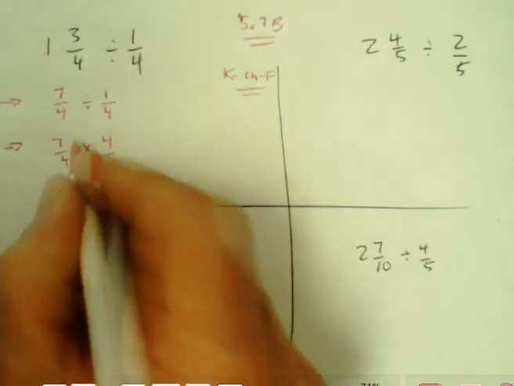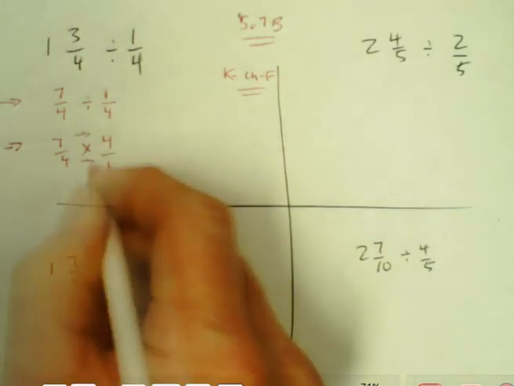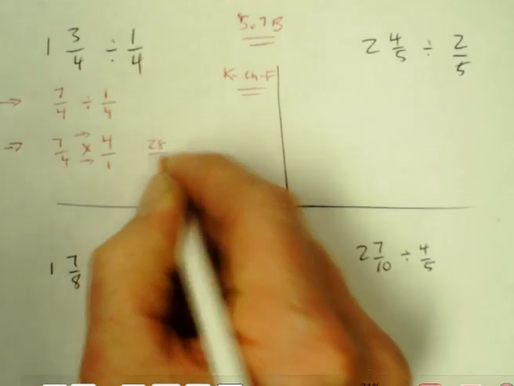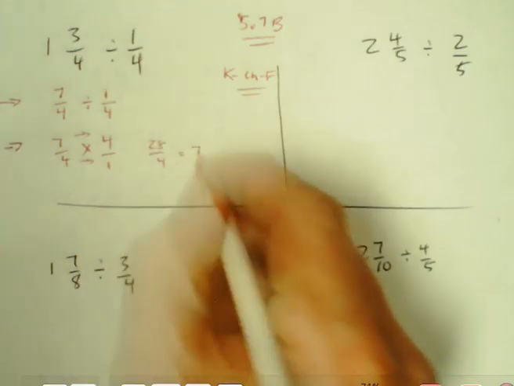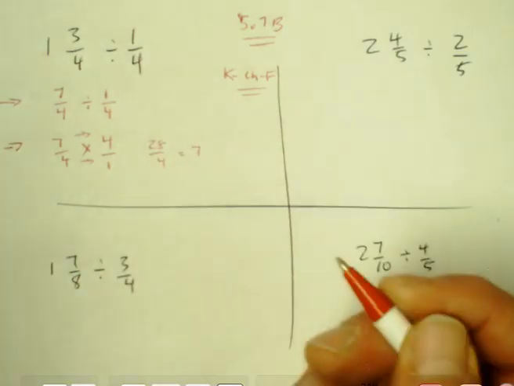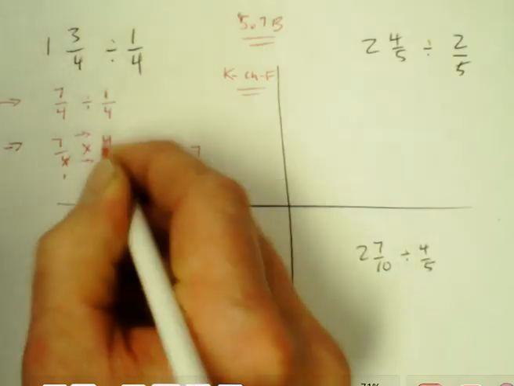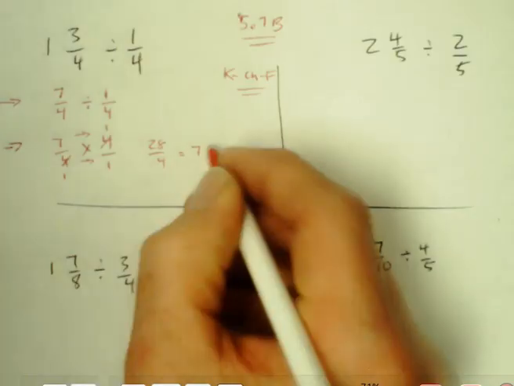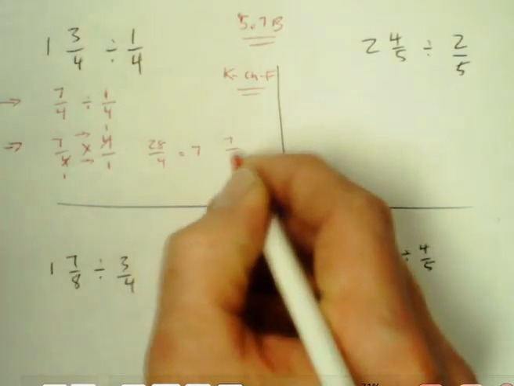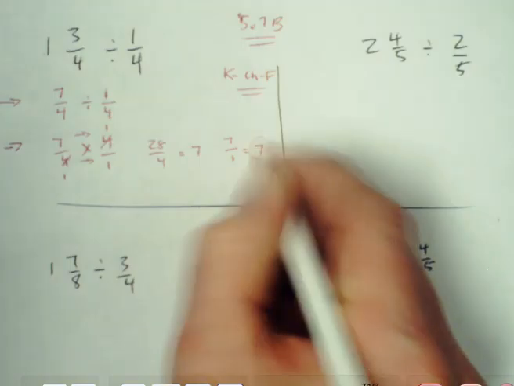You can just multiply straight across if you want, and you would get 28/4, and you can divide that. 28 divided by 4 is 7. Or if you want, you can cross out and divide by 4 here, it's 1. Divide by 4 here, it's 1. And you end up with 7/1, which is 7 as well.